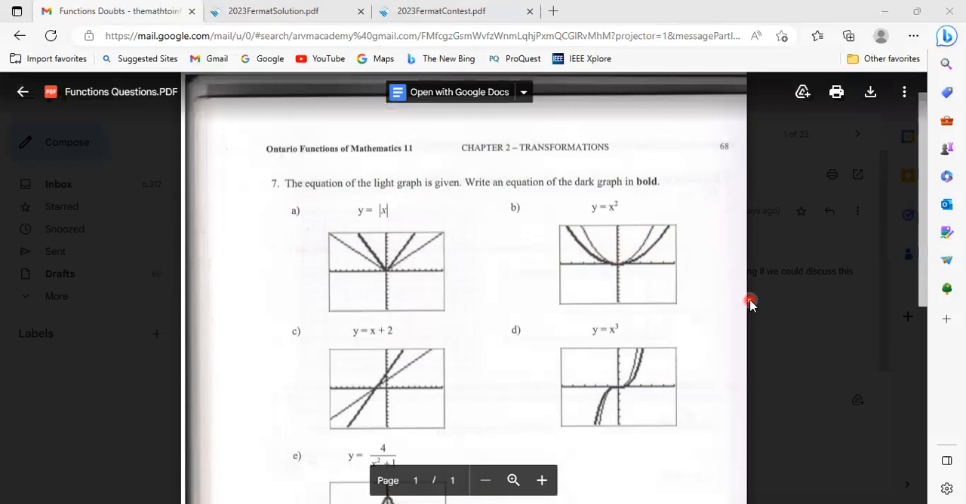Yes. Okay. And then also at the bottom of the page, there's question 8. That one has no graph. You just have to find the zeros of the equation, like finding the factors. Yeah. Okay.